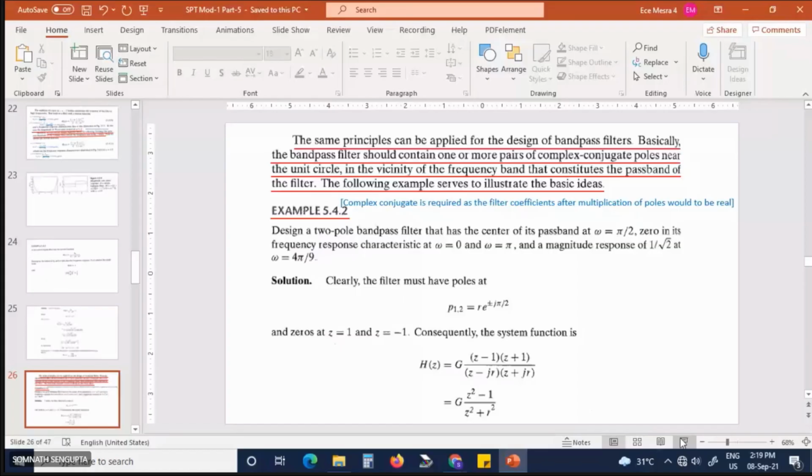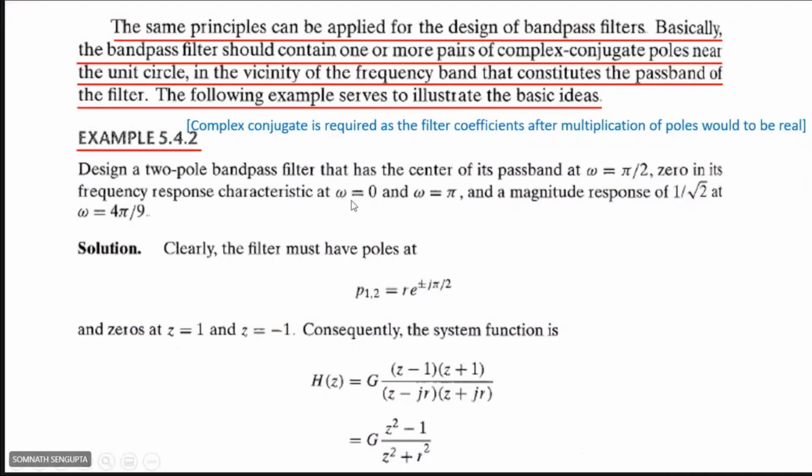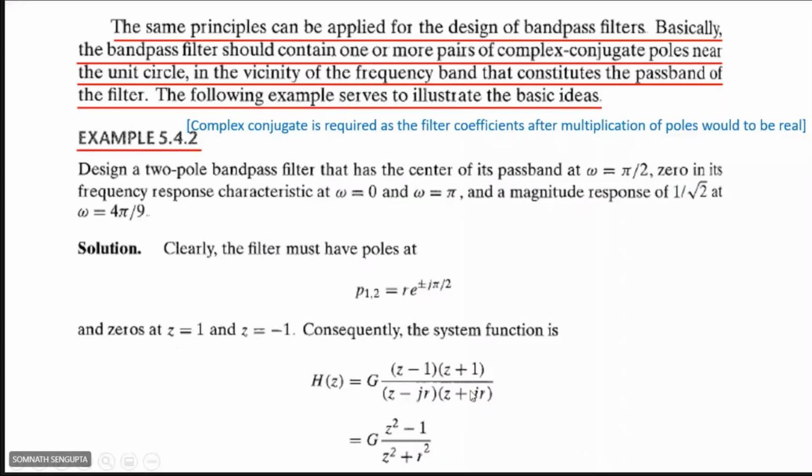So we get z equal to 1 and minus 1 corresponds to omega equal to 0 and omega equal to pi. So we have defined the zeros and poles and are putting them into the transfer function with arbitrary gain g: zeros at z equal to minus 1 and z equal to plus 1, and poles at z equal to minus jr and z equal to plus jr.